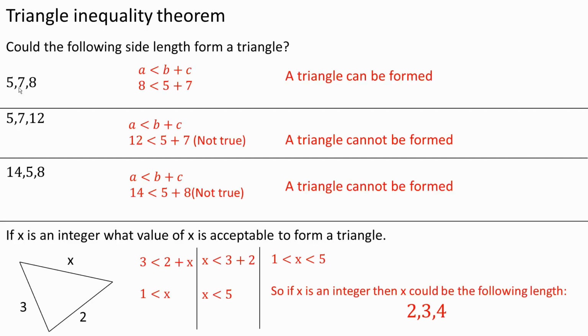Here we have 5, 7, and 8. The biggest side is 8, and the other 2 sides are 5 and 7. 5 plus 7 is 12, and 12 is greater than 8. And so a triangle can be formed.